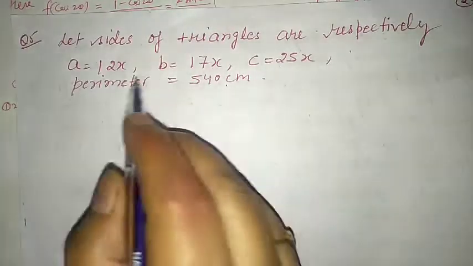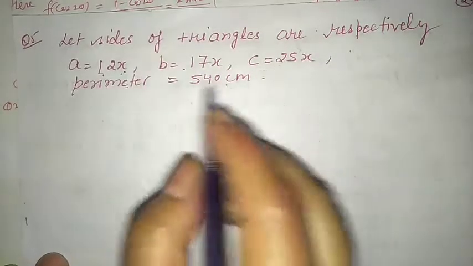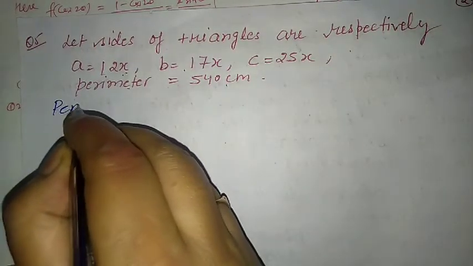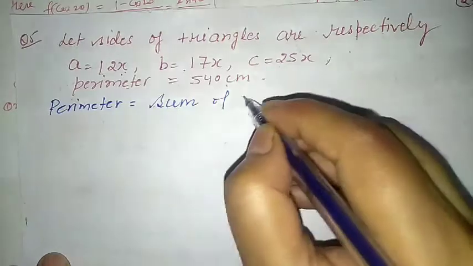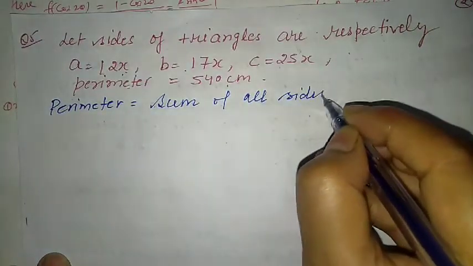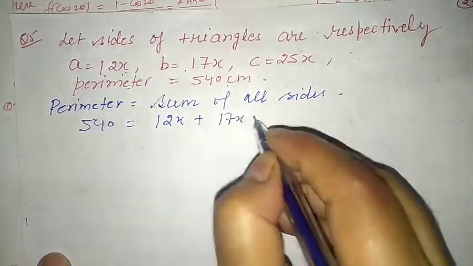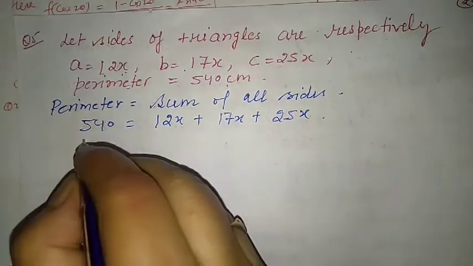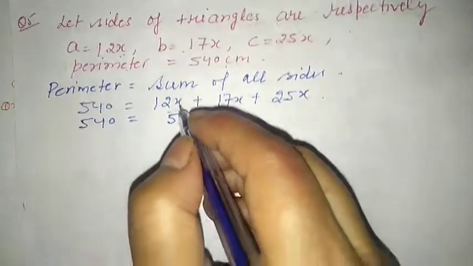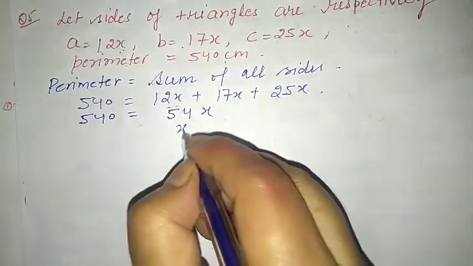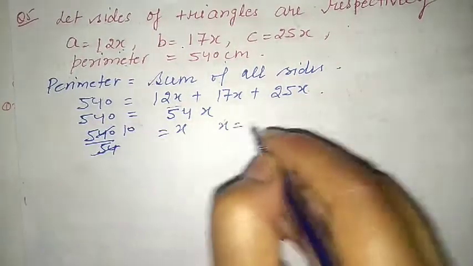First of all, we write the ratio in the form of x. A is 12x, B is 17x, C is 25x. Perimeter is given as 540. We know that perimeter is the sum of all sides, so 540 equals 12x plus 17x plus 25x. If we add, this becomes 54x. So x equals 540 divided by 54, that is x equals 10.